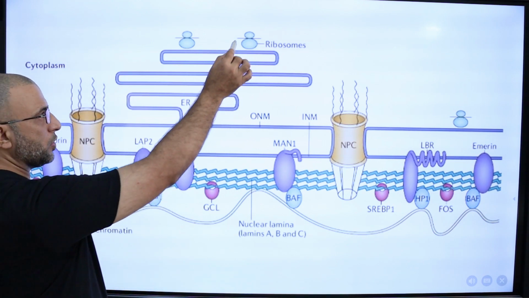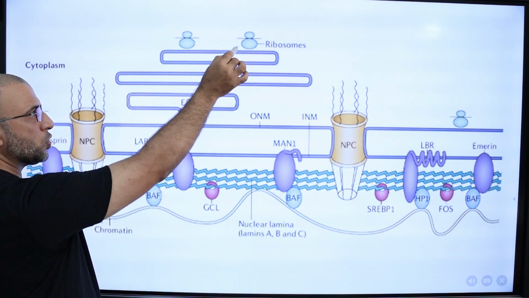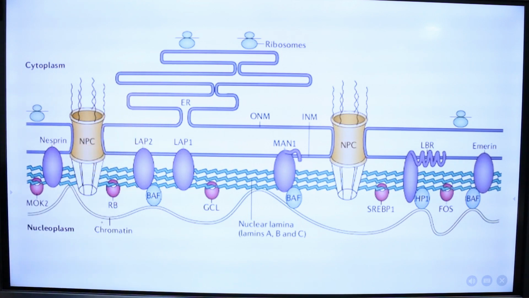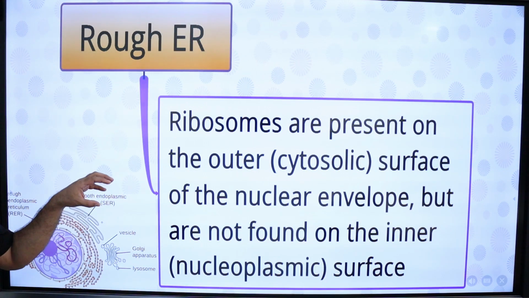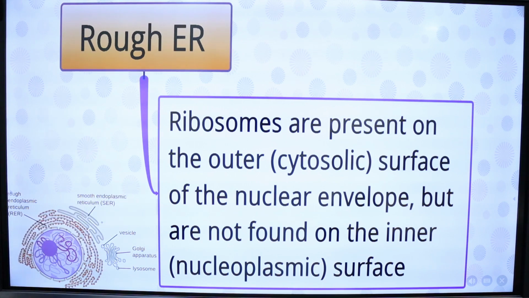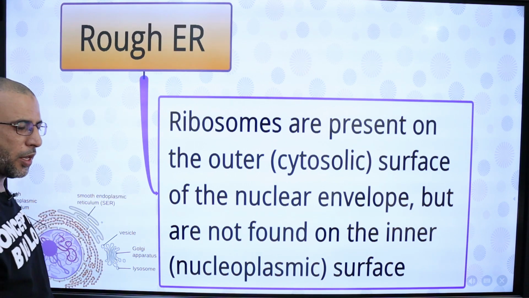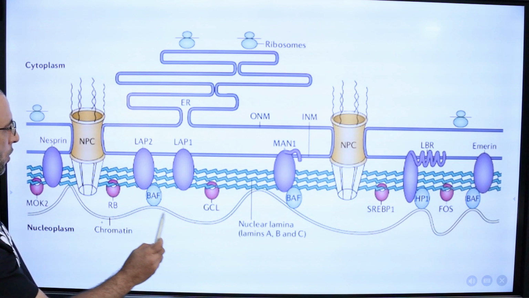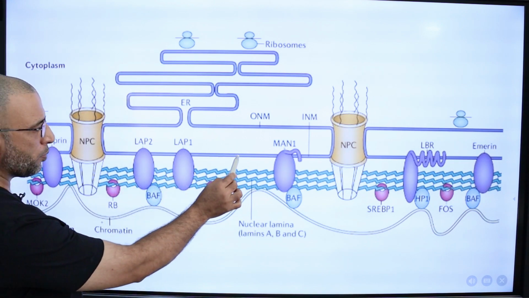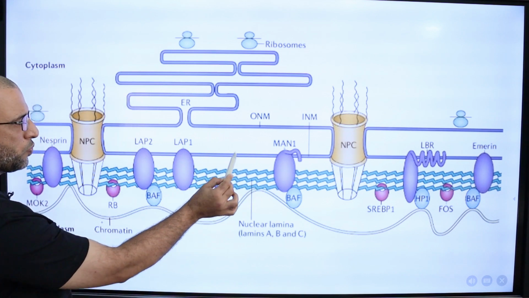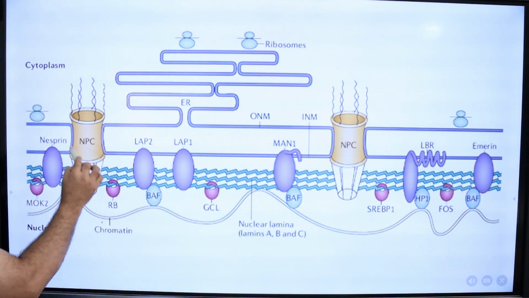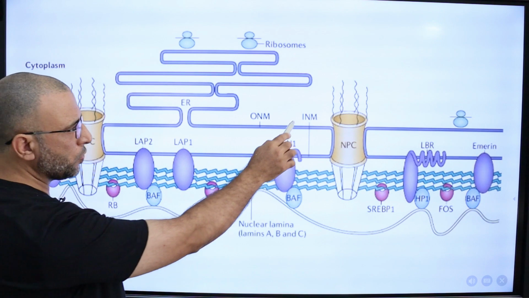Ribosomes are attached to the cytosolic surface of the rough endoplasmic reticulum, and ribosomes are also attached to the outer nuclear membrane. Ribosomes are present on the outer cytosolic surface of the nuclear envelope, but ribosomes are not attached to the nucleoplasmic surface. So, this is the inner nuclear membrane where the nucleoplasm is present. This is the nucleoplasmic surface where the ribosomes are not attached, but ribosomes are attached to the outer nuclear membrane.